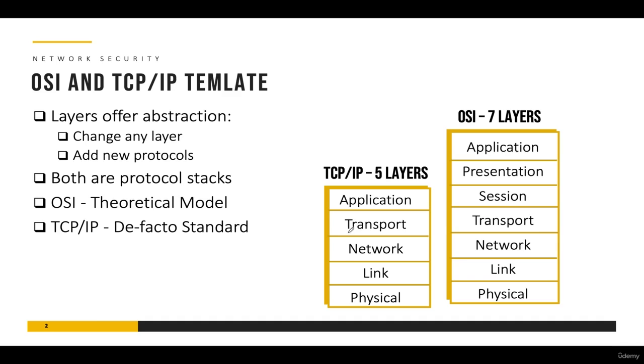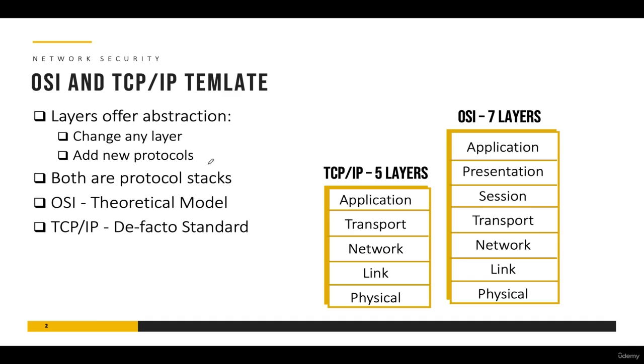They offer abstraction. I can update the transport layer or the network layer or add new protocols or modify existing protocols, and I don't even have to worry about breaking the stack or affecting the performance of other protocols. So this is the basic idea of layers in computer networks. Now, layers offer two major advantages. First of all, you can make changes in any layer. And secondly, you can add new protocols at any layer without affecting other layers.